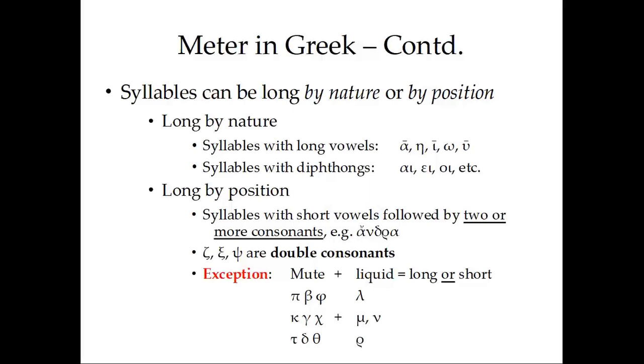If we have a mute, which is any of these nine consonants, followed by a liquid, which is any of these four consonants, it could actually go either way. It could be long or short. That is, that short vowel followed by a mute and liquid would be long or short. These are very detailed rules. As you realize, it's just helpful to know they're out there. The basic ones are whether something is long by nature or whether it's followed by two consonants or more.